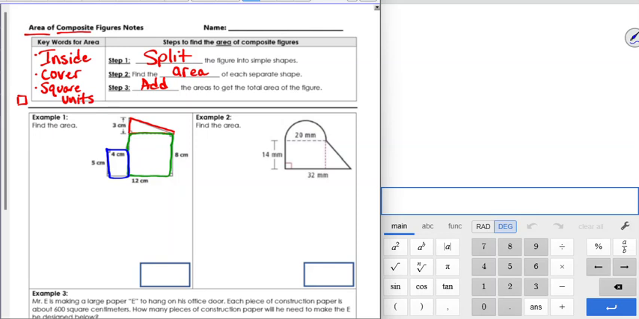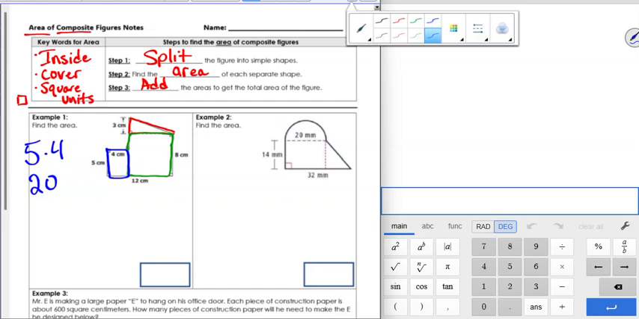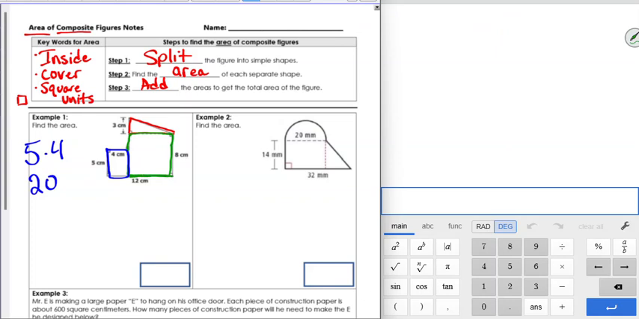So for each rectangle, we're going to do length times width. For the blue rectangle, that's 5 times 4, or 20. For the green one, this side, it's not 12, even though that is labeled as 12. 12 extends all the way across the bottom. So this part of it is 4. The whole thing's 12. That means this part has to be 8. So really we have a square there, even though it does not look like a square. That's 8 by 8. So we multiply 8 times 8 to find out that the area of the green rectangle or green square is 64.